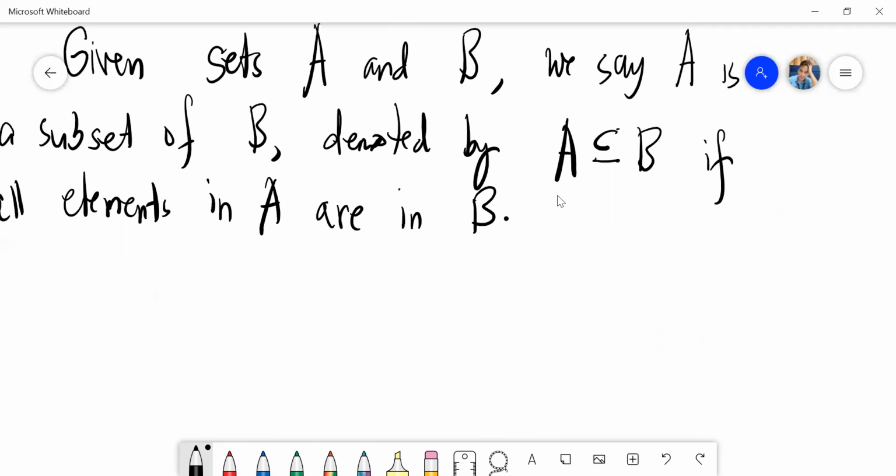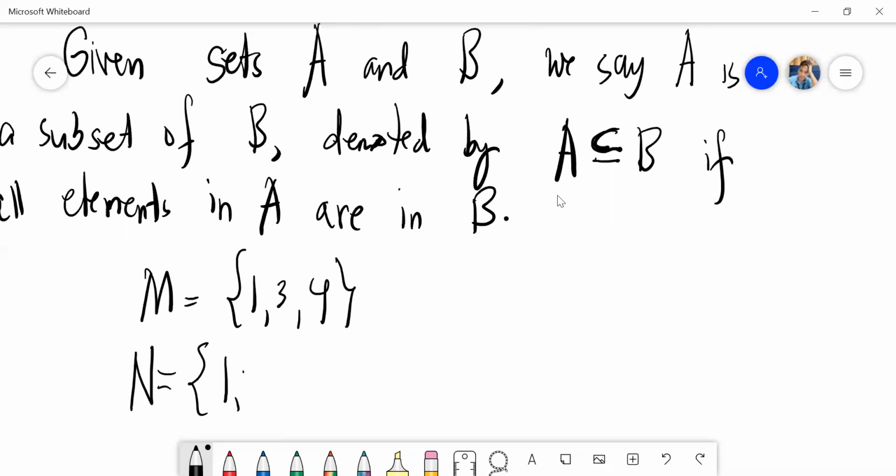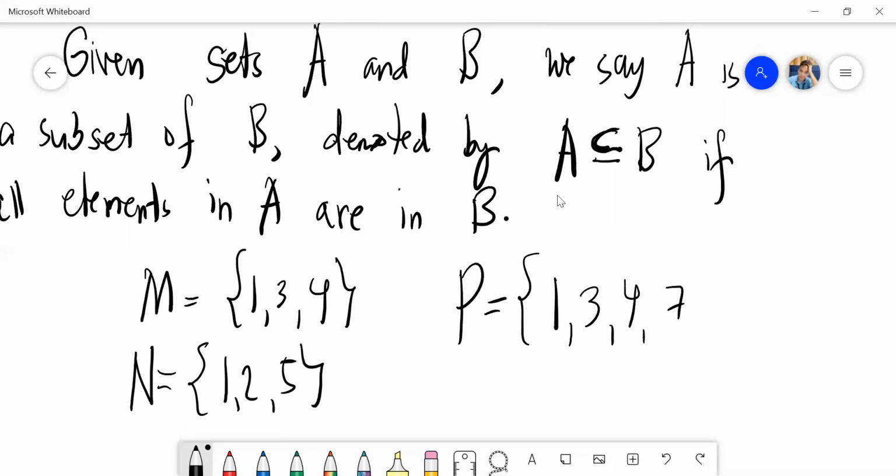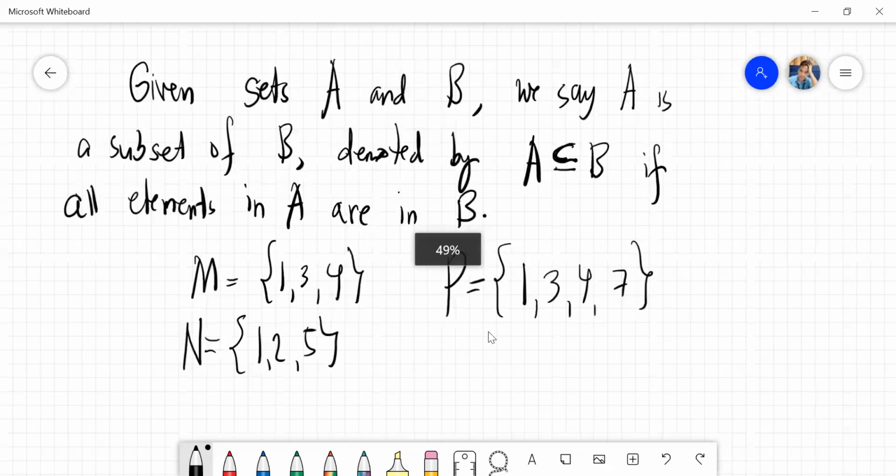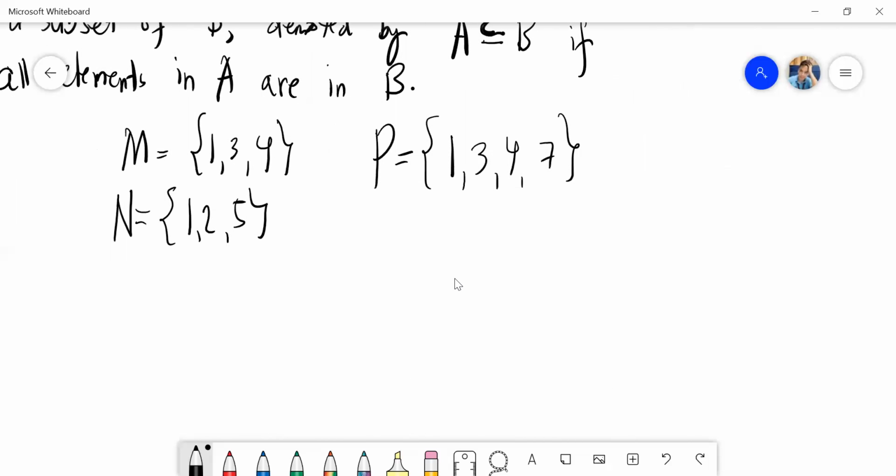So we denote this symbol if all elements that you can find in A should also be found in B. So let us say, for example, I have the set M containing 1, 2, 3, 4. I have the set N here containing 1, 2, 5. I have the set P here containing 1, 3, 4, 7. Now, if you notice, all elements in M, 1, 3, and 4, you can also find in P. So this means that M here is a subset of P.